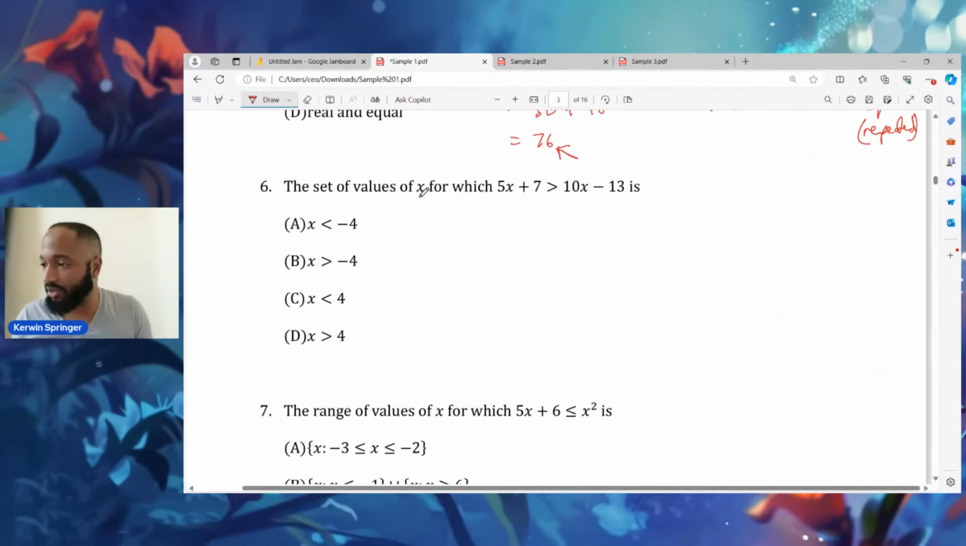The set of values of x for which, all right, so this is an inequality, so you're going to bring across the 10x, bring across the 7.